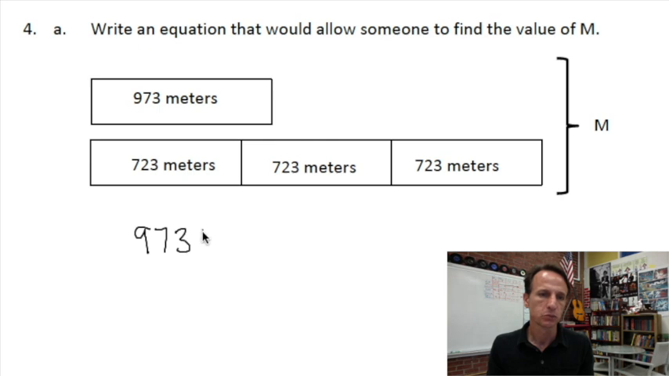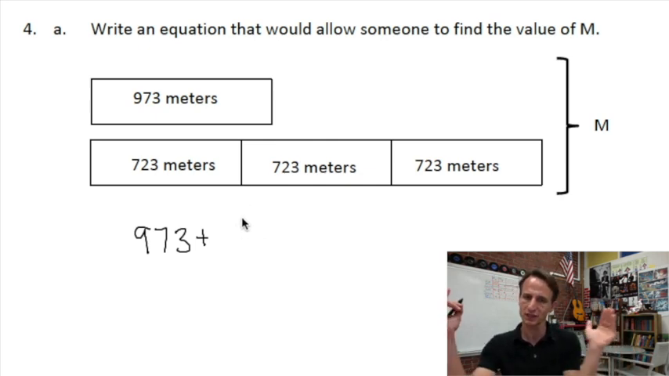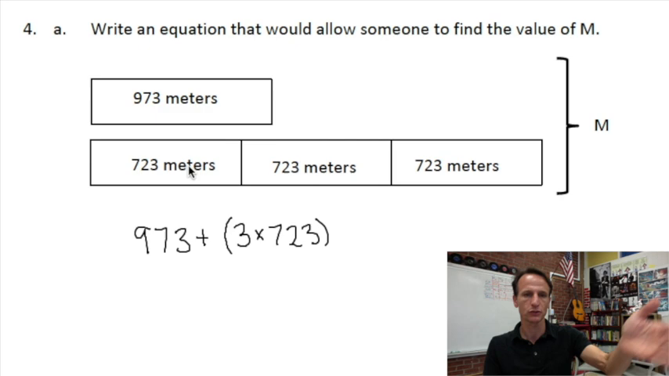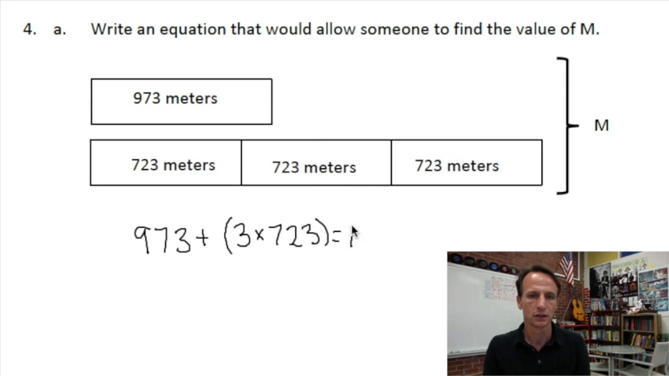So it'll be 973 plus, well, now when we look at this, it's 723 meters 3 times. And so let's put that in parentheses to show that we're doing the 723 3 times. You can write it in either order, but I'll write it as 3 times 723. And that, of course, when we put it together, 973 and 3 times the 723, we will get M. That's it. I told you it was easy.